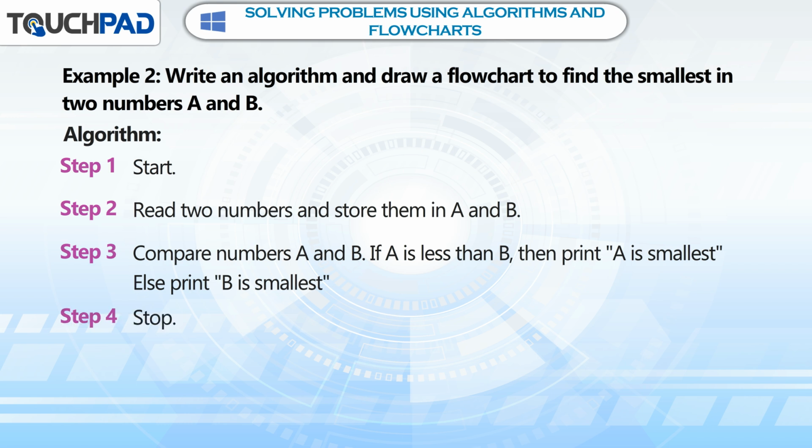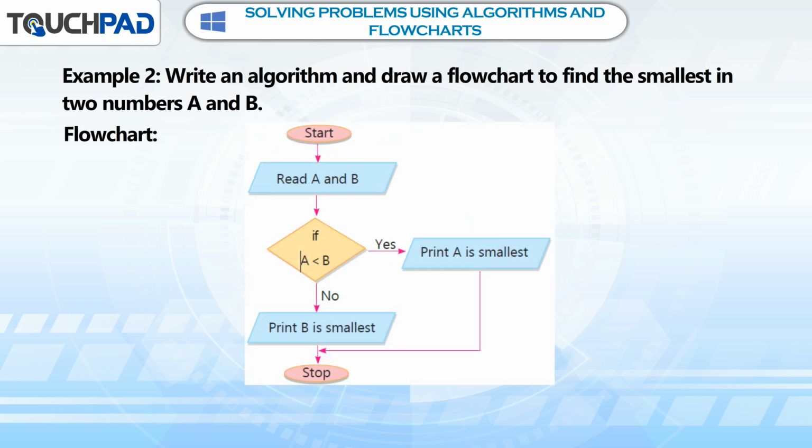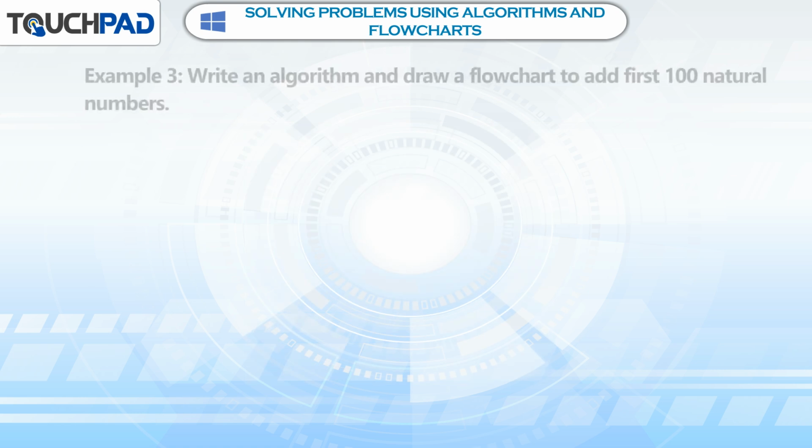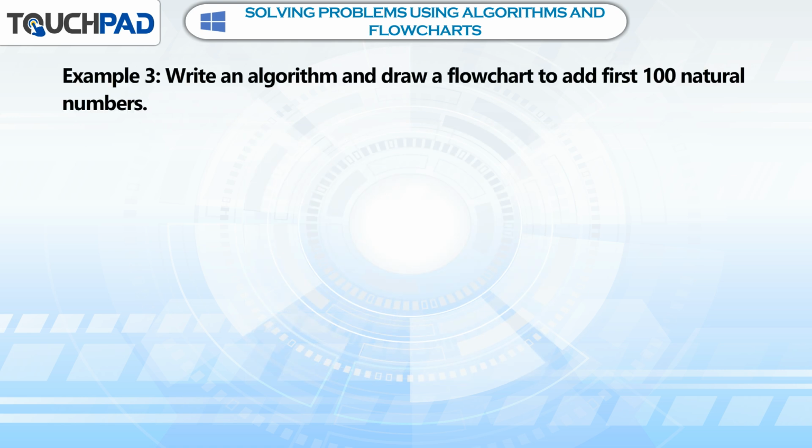Step 4. Stop. Flowchart. Start. Read a and b. If a is less than b, yes, print a is smallest. If a is less than b, no, print b is smallest. Stop. Example 3. Write an algorithm and draw a flowchart to add first 100 natural numbers.